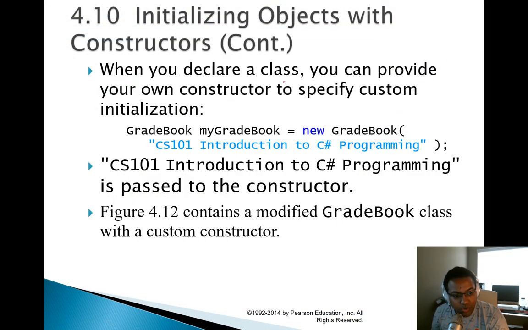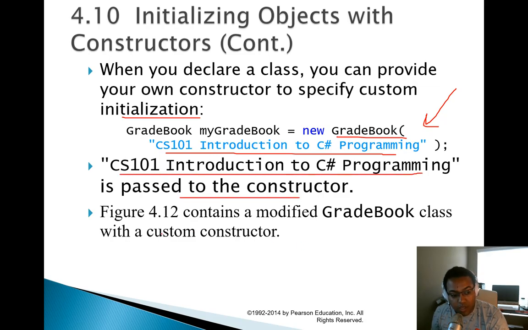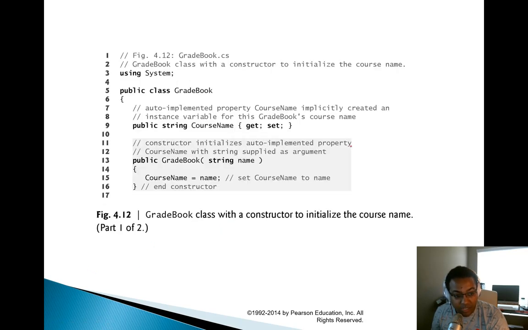When you declare a class, you can provide your own constructor to specify custom initialization. So, here's the instantiation of the gradebook class, and then I can overload the gradebook class with a value. This will get passed to the constructor. CS 101 Introduction to C# Programming is passed to the constructor. And the next thing will contain the custom constructor. Remember what I showed you? That's what I created before.